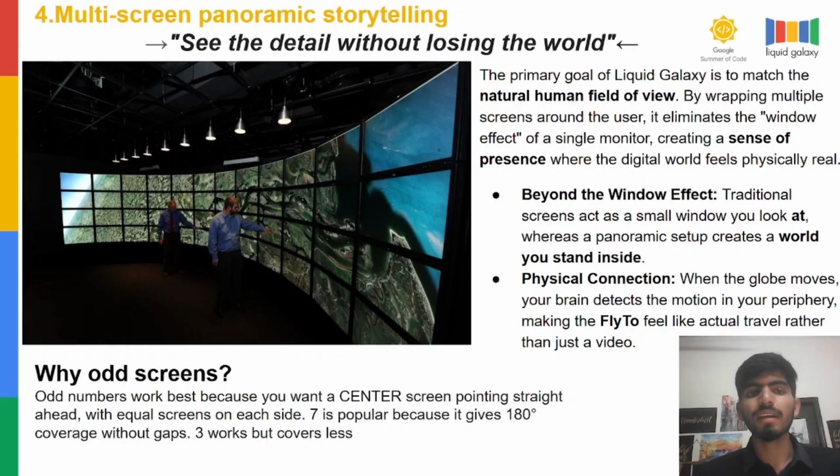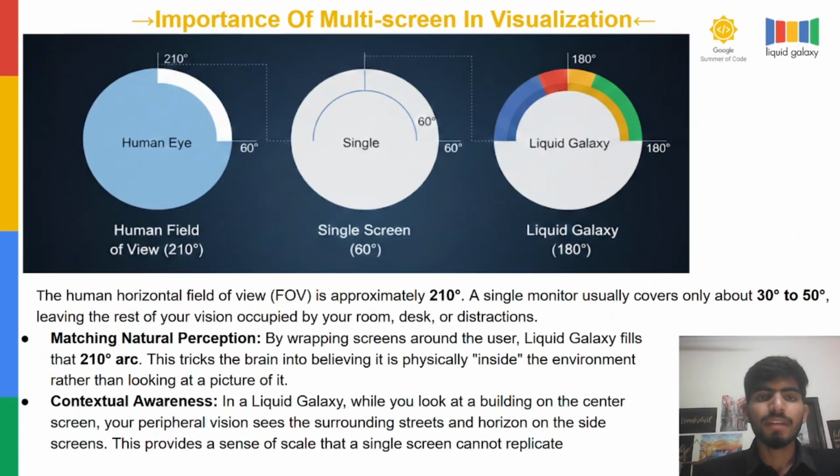So, Liquid Galaxy is basically, to make a semicircular setup, we have to provide a center screen, which will be our main screen at which our specific coordinate or the main part will be visible, and the two adjacent screens will correspondingly be adjusting our peripheral vision, so that we will be wrapped up and our brain feels it as real. Now let's see what is the importance of multi-screen in visualization.